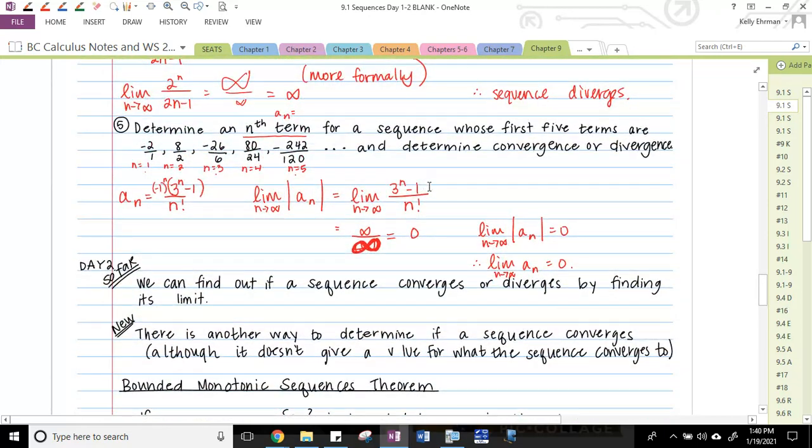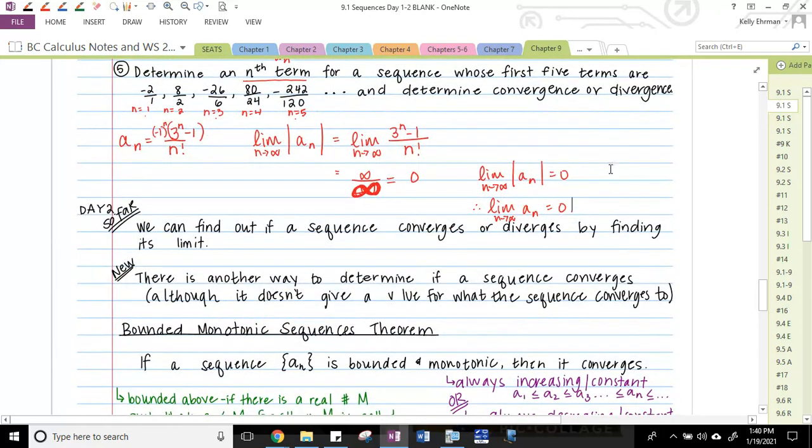If we get something other than 0, that's what we'll be investigating in later sections of this chapter.